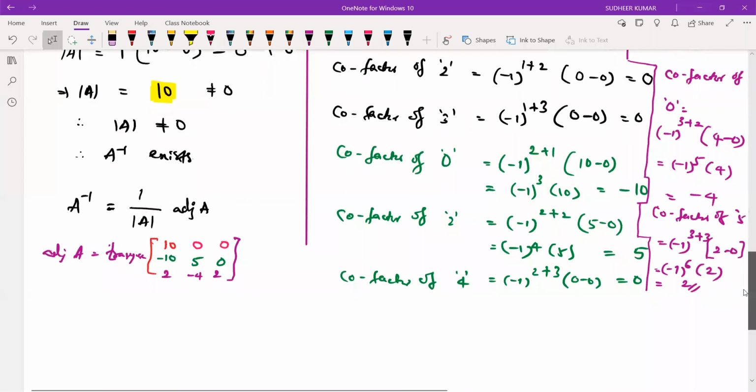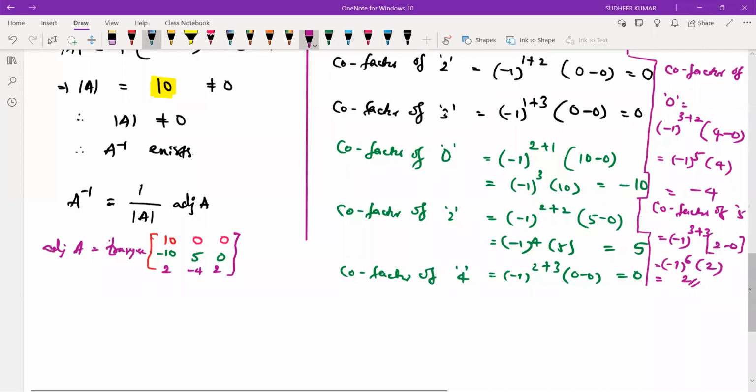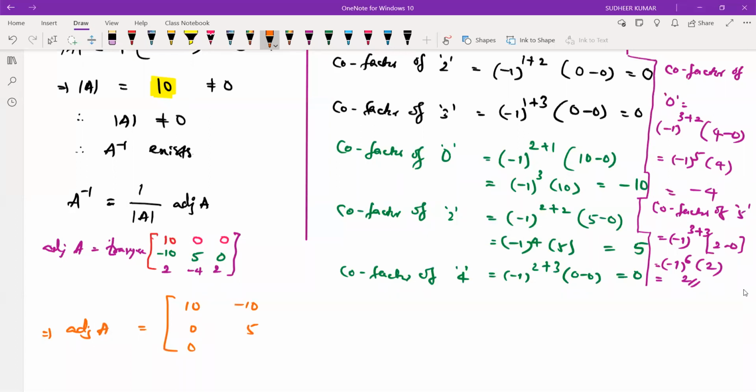So let us proceed with this. What will be the result? Adjoint A equals 10, 0, 0; minus 10, 5, 0; 2, minus 4, 2. This is adjoint A.